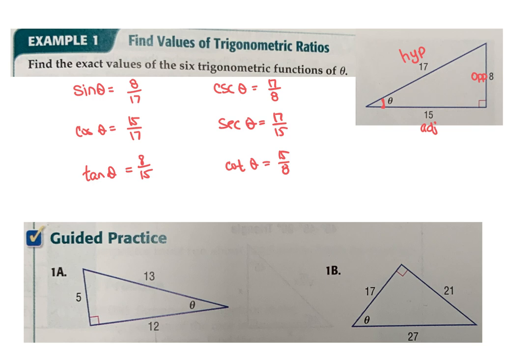Right, so 5/13, 12/13, and 5/12. And then your other 3 would be 13/5, 13/12, and 12/5. Yep. So for 1B, 21 would be the hypotenuse.